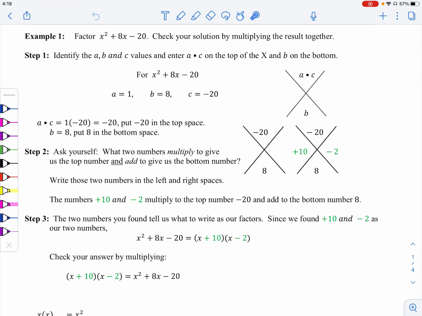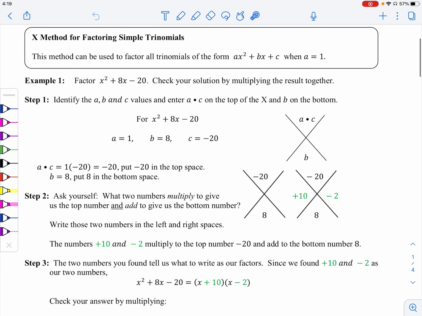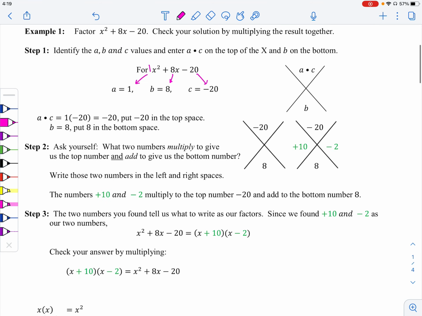First, we need to identify what the a, b, and c values are. It's always whatever is next to x squared is your a, whatever is next to x is your b, and whatever the number is your c. Like x squared, x, number: a, b, c, same order. So here, our a is 1, because 1x squared. Our b is 8. And the number, negative 20, is our c.